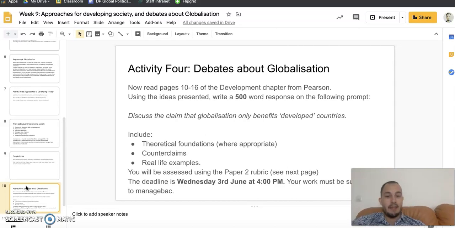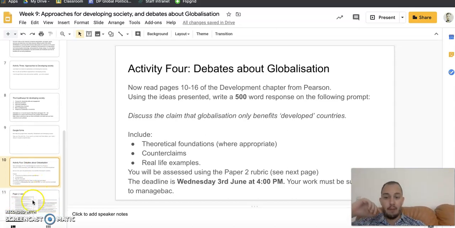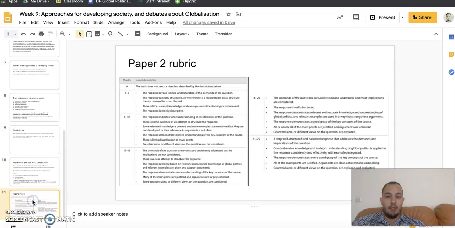And I'm going to assess you using the paper 2 rubric. We haven't really looked at paper 2 yet, but if you look at the rubric for paper 2, it's very similar to the part D paper 1 rubric. In order to score highly, you have to be well structured and balanced. You have to understand what the question asks.